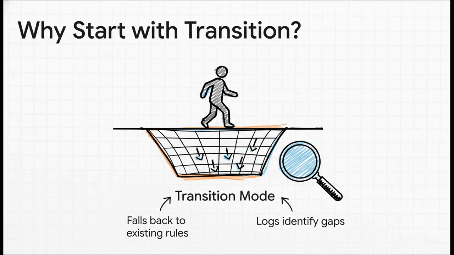But the real magic here is in the diagnostic logs. The logs will tell you exactly why a connection was allowed. Was it your new perimeter rule, or was it an old firewall rule? This lets you analyze everything safely and find any gaps before you lock it all down for real.